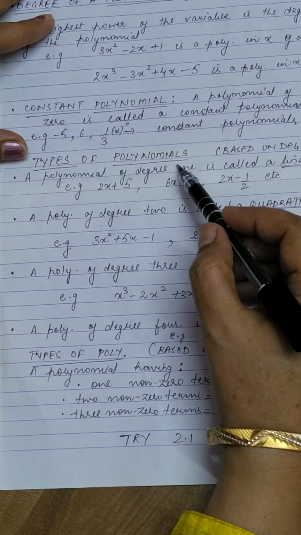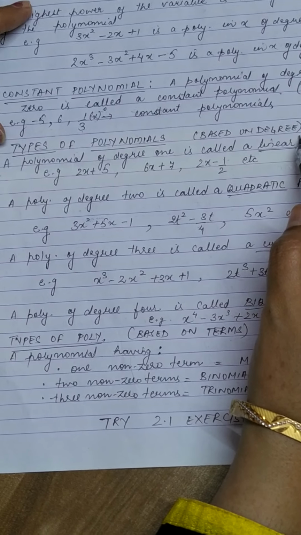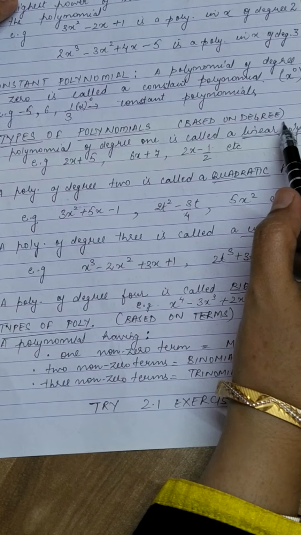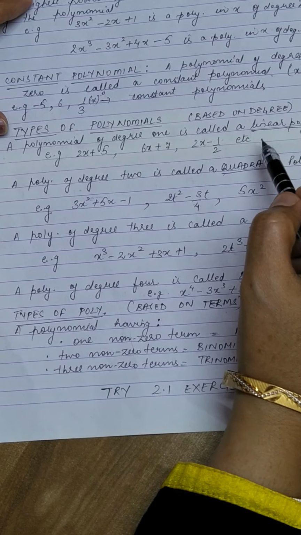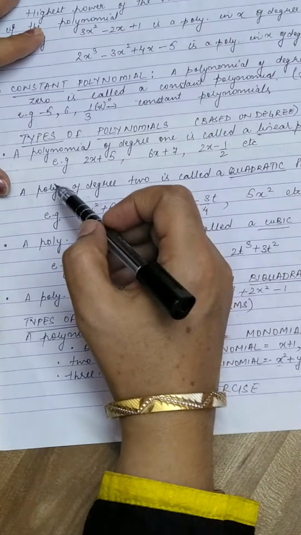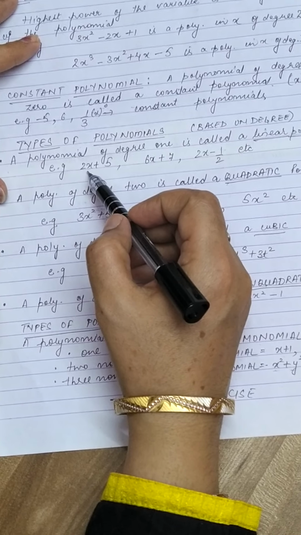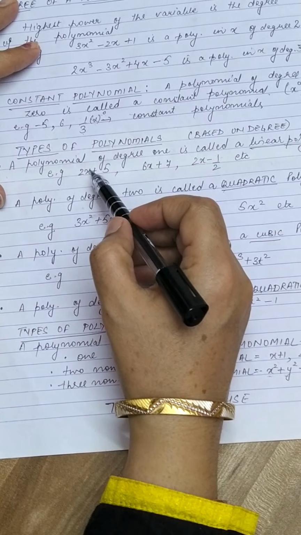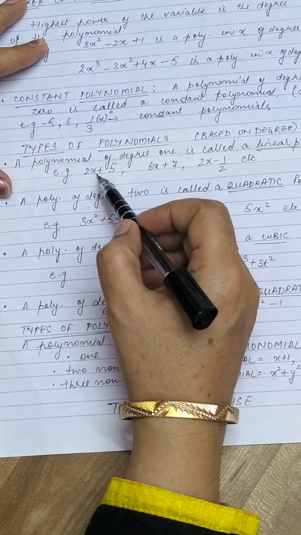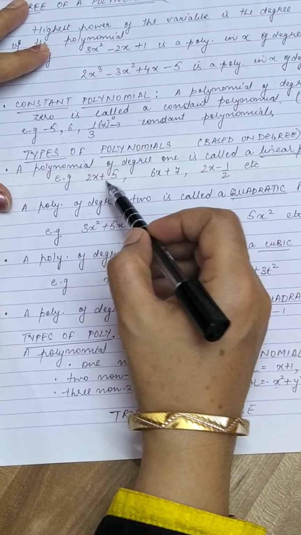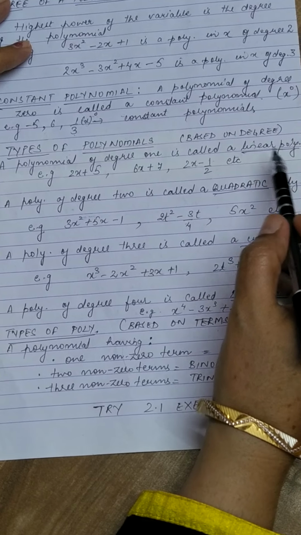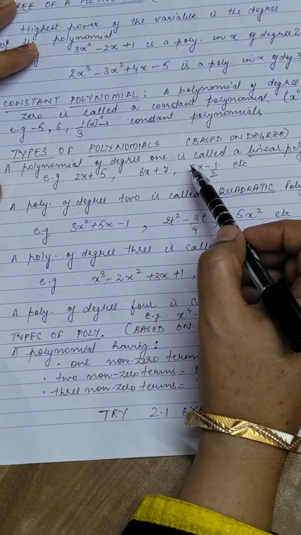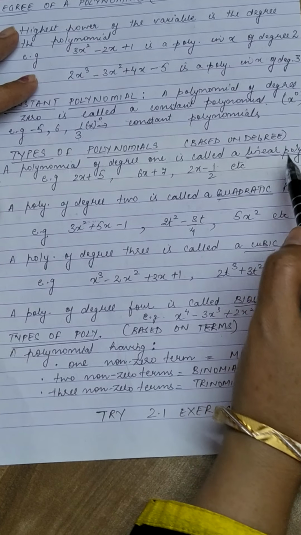Next topic is types of polynomials based on degree. Now based on degree we have to find the type of the polynomial. If I am having an example, say 2x plus 5, here the degree of the polynomial is 1 because the variable has the power 1, so it is given the name linear polynomial. When the degree is 1, it is a linear polynomial.